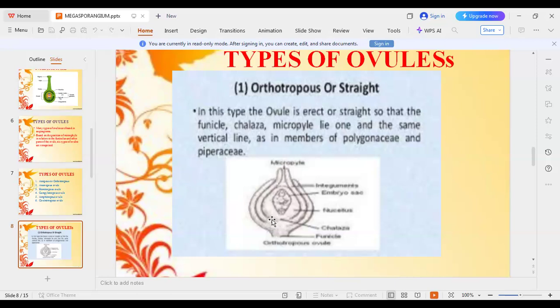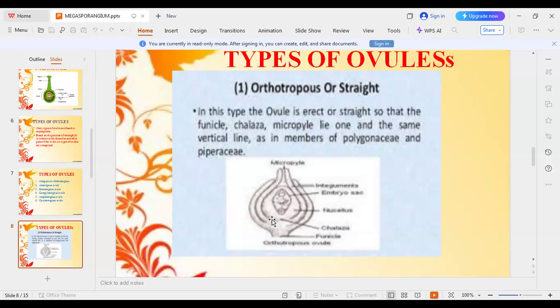So it is erect or straight, so that the funiculus, chalaza and micropyle lie in a single line. They lie in one and the same vertical line. So as in members of the Polygonaceae, meaning Polygonum, Rumex and other Piperaceae family, like Piper nigrum, Piper betle. So these all are the best example of the orthotropous ovule. It is the oldest first identified ovule type, orthotropous or straight ovule.